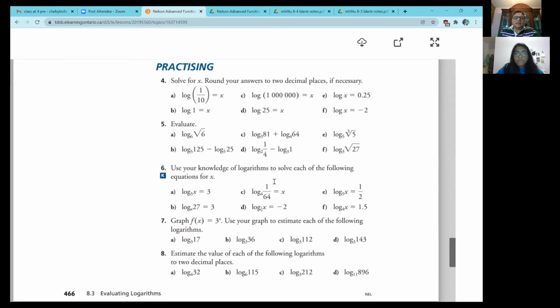Question number 6. Okay. Solve. Which one will you solve? Solve this D.